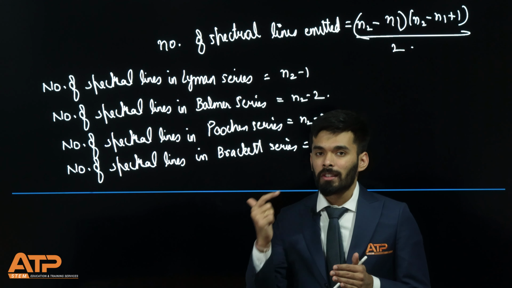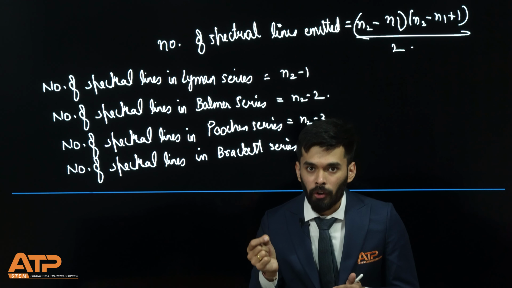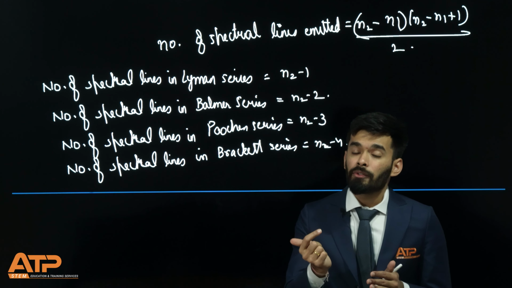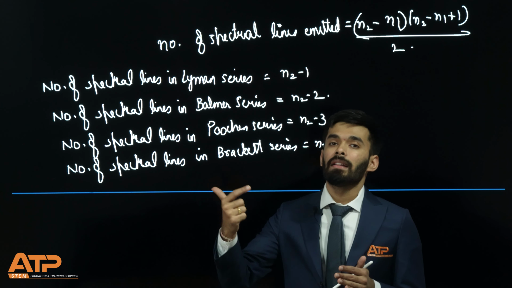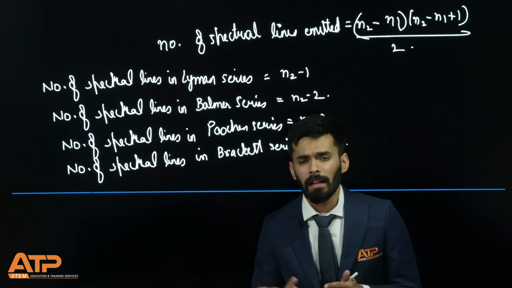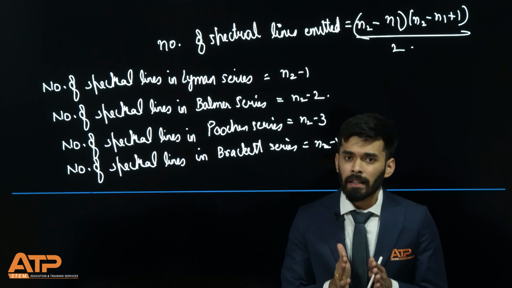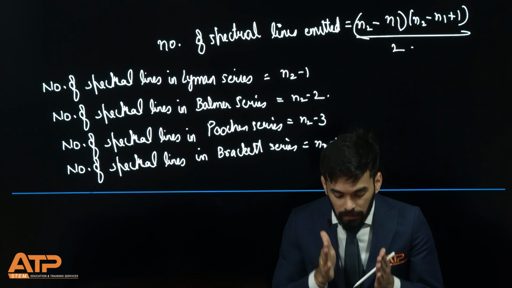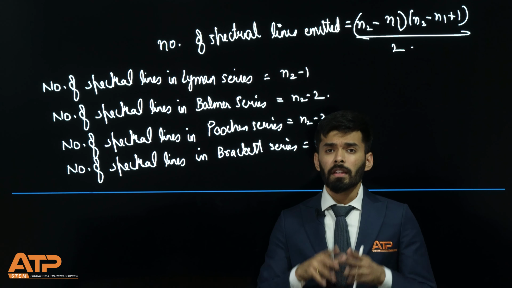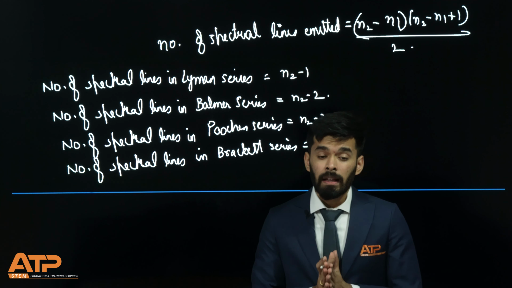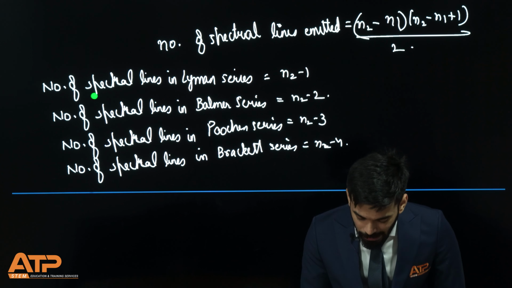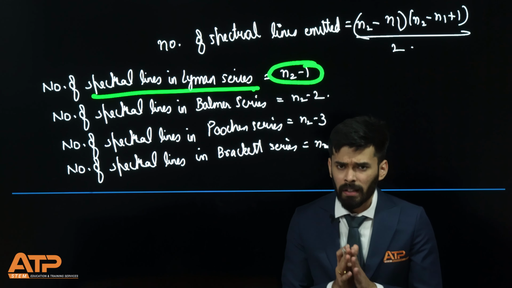To calculate for visible, we count how many lines are falling on the second shell. To calculate for infrared, we basically try to find how many lines are falling on third or fourth shell depending upon the question, right? But if we use this shortcut, then we can get the answer very quickly. Number of spectral lines in Lyman series is n2 minus 1, that's it.